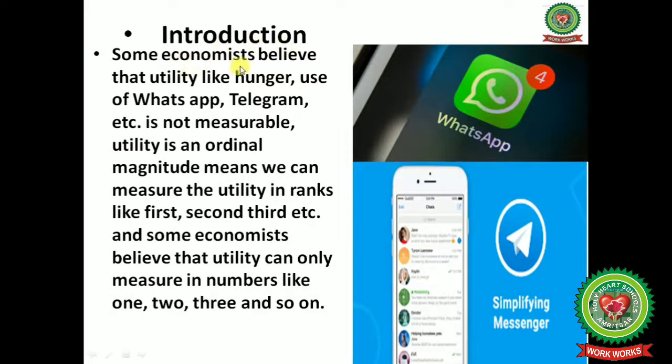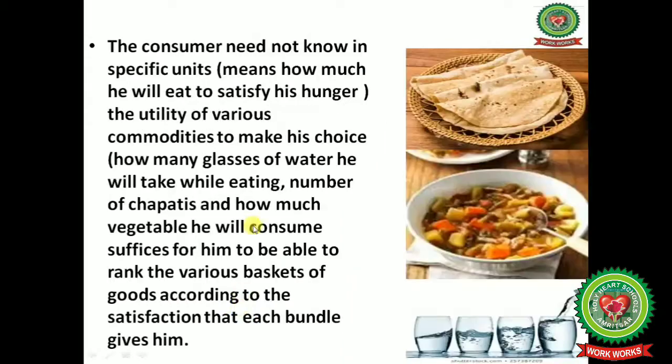Introduction. Some economists believe that utility, like hunger or the use of WhatsApp, Telegram, etc., is not measurable. Utility is an ordinal magnitude, meaning we can measure the utility in ranks like first, second, third, etc. And some economists believe that utility can only be measured in numbers like 1, 2, 3 and so on.